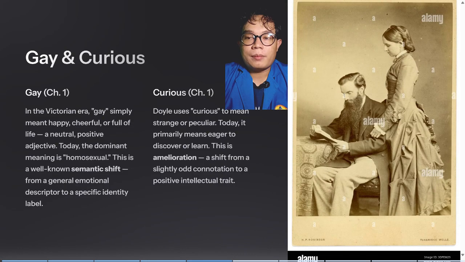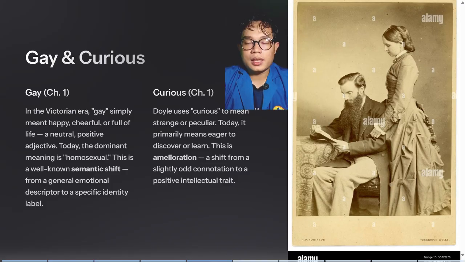Let's start with my first two words. Both of these words are found right in chapter 1 of the novel, and the words are gay and curious. In the Victorian era, if Sherlock Holmes described a scene or a person as gay, he simply meant they were happy, cheerful, or full of life. It was a completely neutral, positive adjective. But today, the dominant meaning has undergone a complete semantic shift to mean homosexual, moving from a general emotional descriptor to a specific identity label.